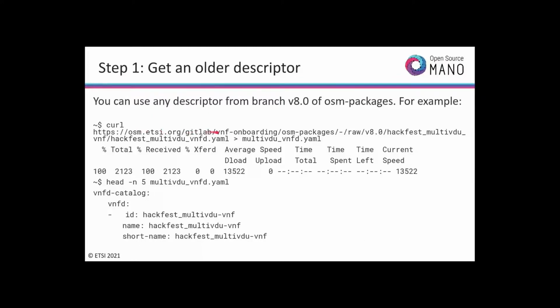But you can take this one, and as you can see, it has an older format. If you come from previous Hackfest, you will notice it is the format that you remember. But if not, don't worry. Notice here that there's this BNFD catalog key, which SOL6 wasn't like that. It was just BNFD. And also notice there's a name or a short name, which SOL6 wasn't like that. It was like a product name, I think. So this is an old descriptor.